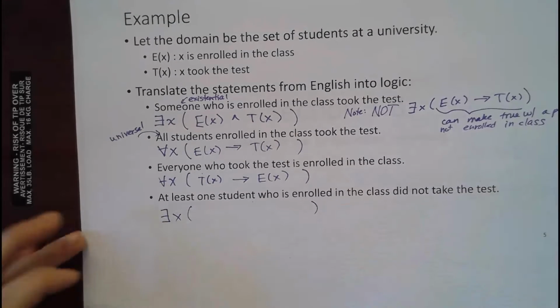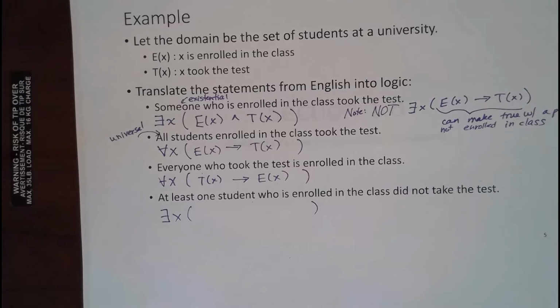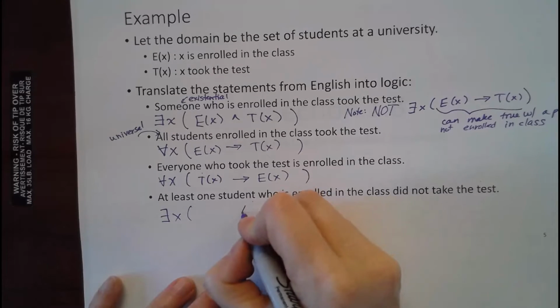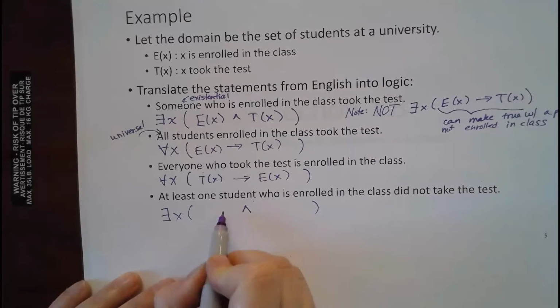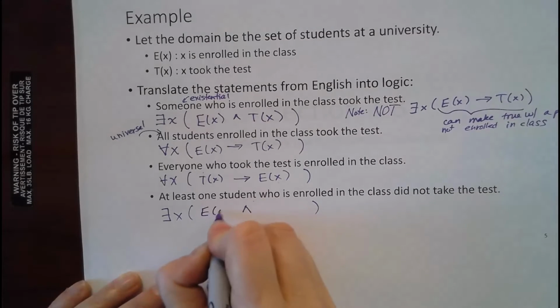Okay, so if I have existential, what kind of logical operator is going to be used in here? It's going to be an and, definitely going to be an and. Okay, so what should I and together? Go ahead, Vaughn, tell me. Students in the class, but not the test. Okay, so E on one side and then not T on the other.